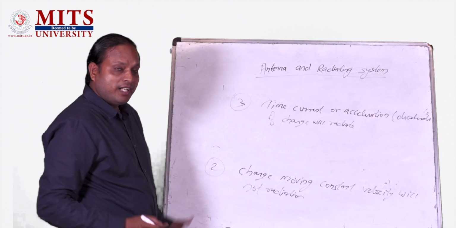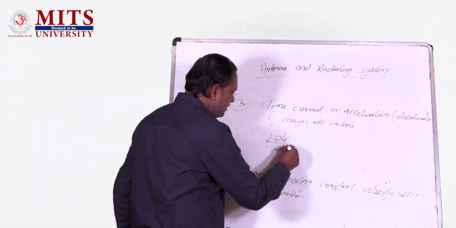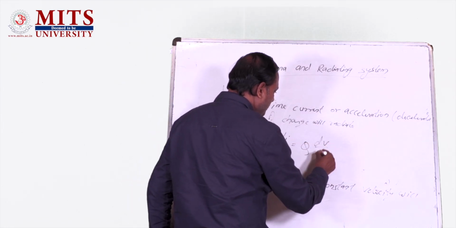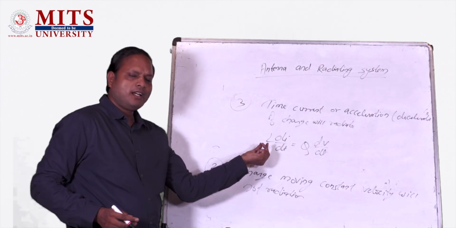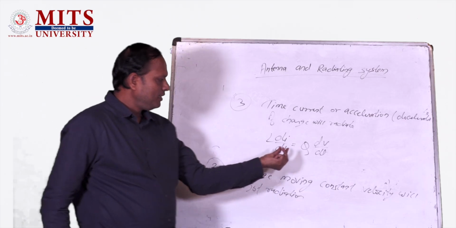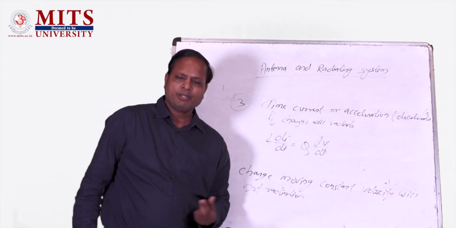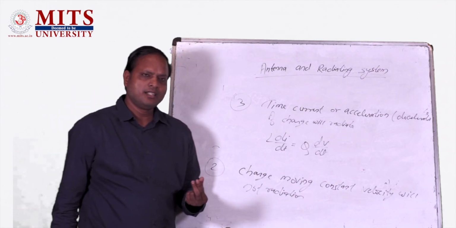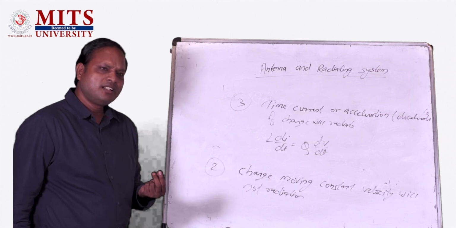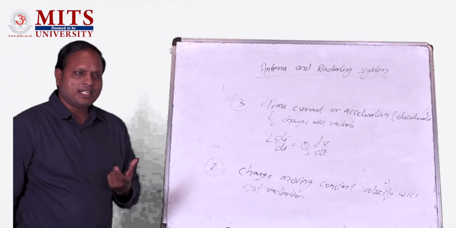The basic radiation fundamental equation is L di by dt is equal to Q dv by dt, where L is the length of the current element, di by dt is the time changing current, Q is the charge in coulombs, and dv by dt is the acceleration. It simply states that to have radiation, there must be a time varying current or acceleration or deceleration of charges. Static charges imply no radiation.